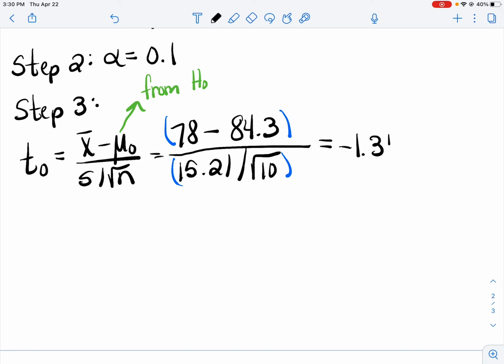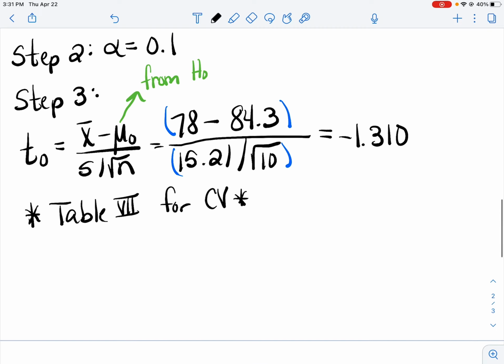You should have gotten negative 1.310 for your test statistic. Typically, you're going to see about 3 decimal places with those test statistics. Now, to find my critical value, I'll need to go to Table 7. And remember, critical value I will abbreviate as CV.